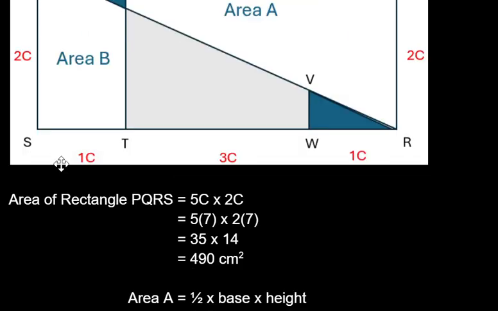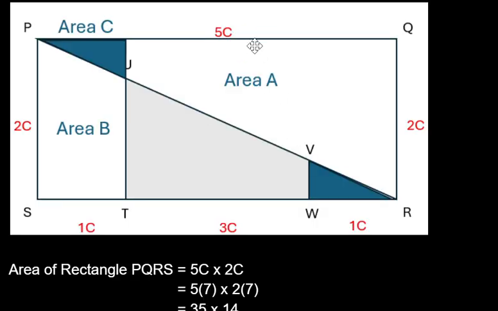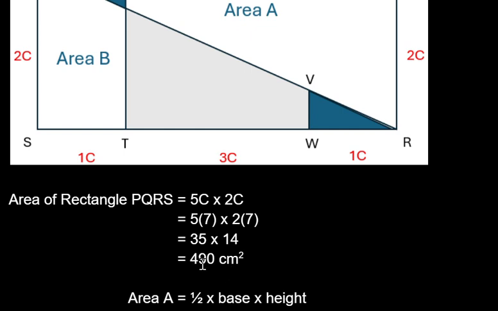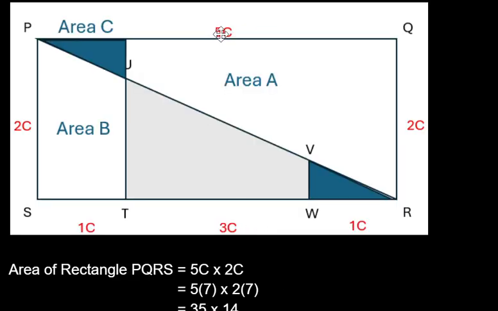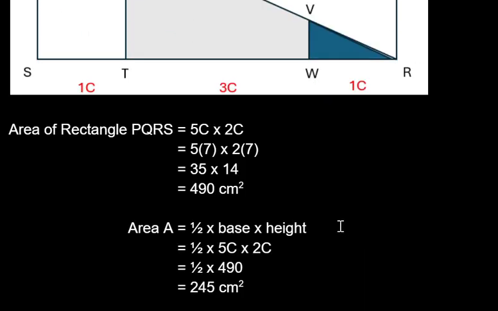So the area of rectangle PQRS is 5C times 2C, and we know that C is 7, which we solved earlier. So we get 490 centimeters square. The area of triangle A is half base times height, so it's half times 2C times 5C, which is half of 490, equal to 245 centimeters square.